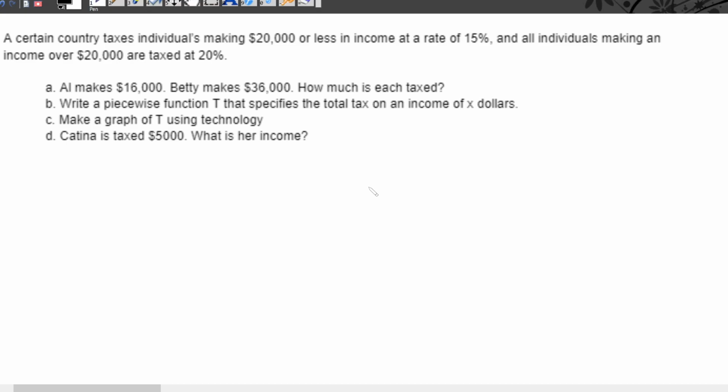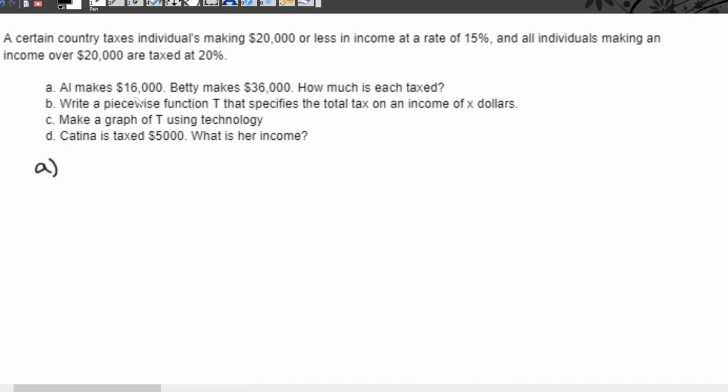Okay, a certain country taxes individuals making $20,000 or less in income at a rate of 15%. And all individuals making an income over $20,000 are taxed at 20%. Okay, so let's do part A here first. So Al makes $16,000. Betty makes $36,000. How much is each taxed?